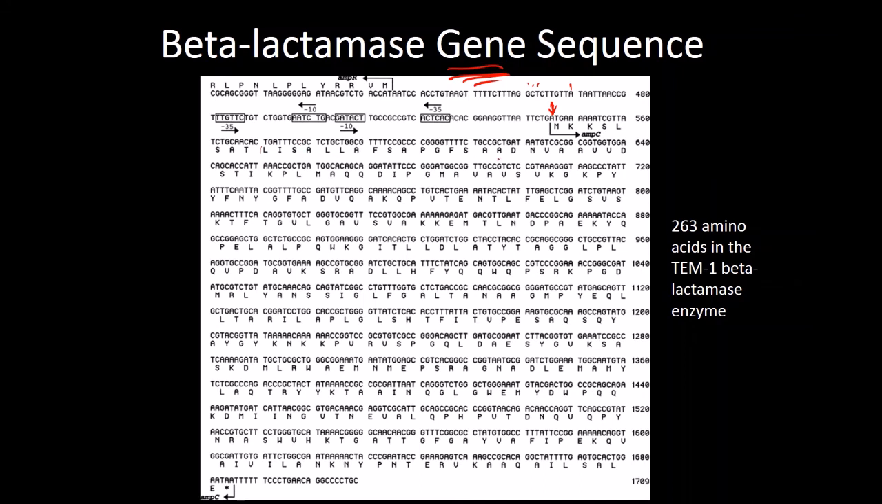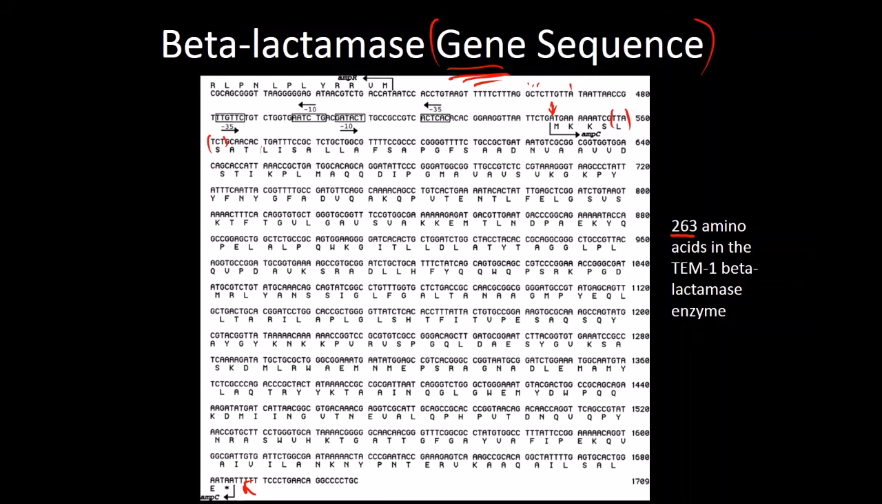So you can see that every 3 DNA bases codes for 1 amino acid. 263 amino acids makes the entire enzyme. So it ends right here. There's what's called a stop codon. That's the end. So in order to make this enzyme, the bacteria must have this gene sequence.